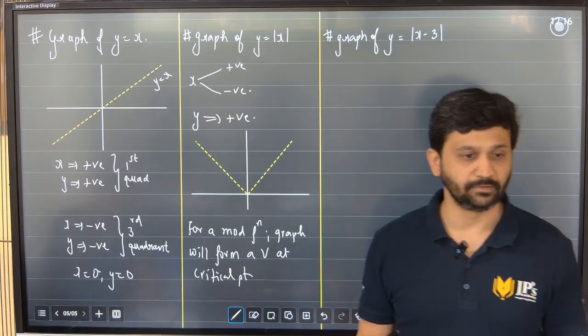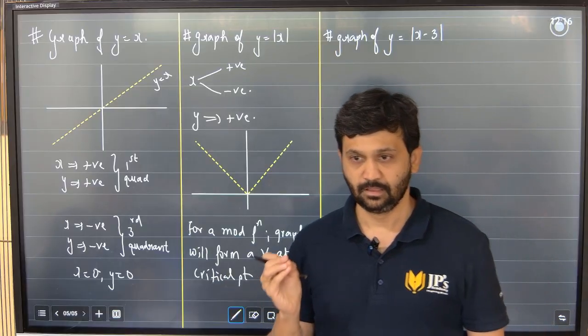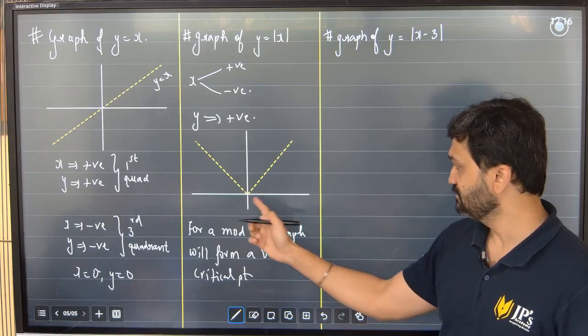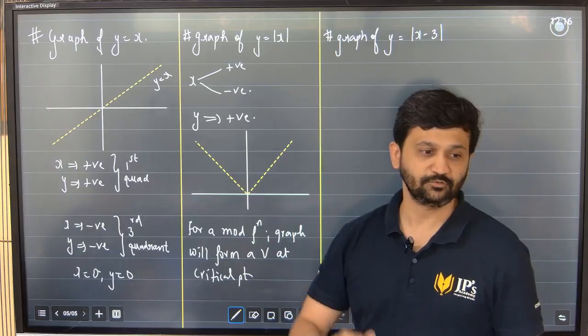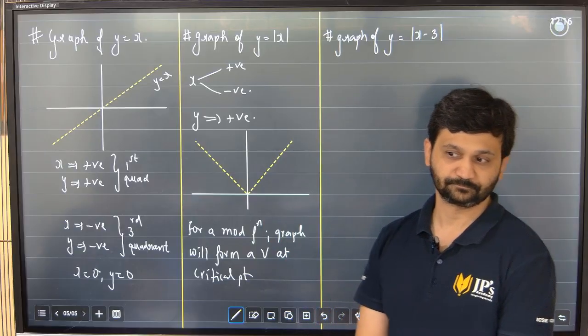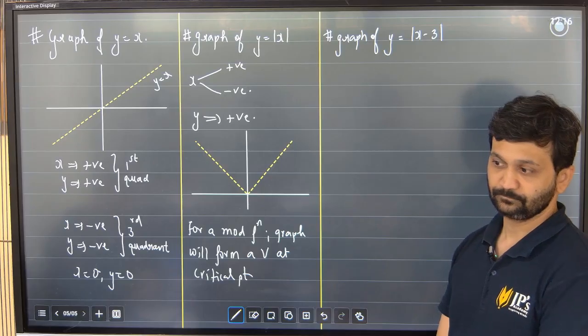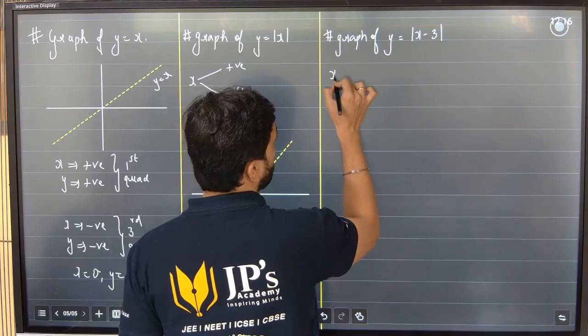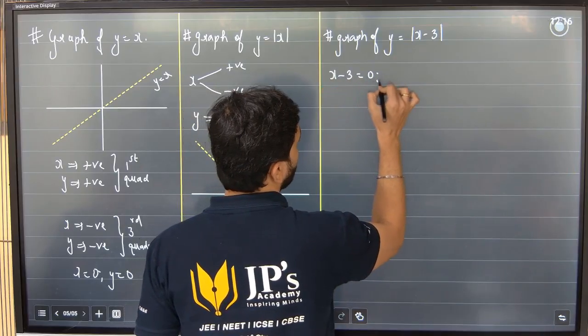Can anyone tell me from which value the graph will start? Here it started from the origin. From which value will it start here? It will start from 3. Very good. Because if I set x minus 3 equal to 0, I get the value of x.